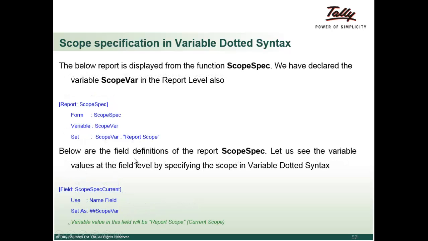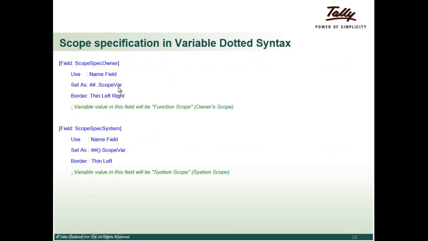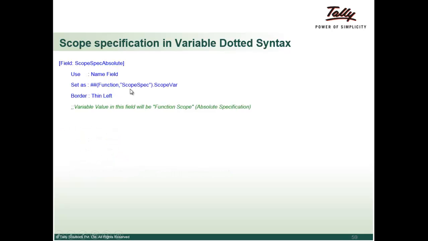So now in the field of this report, when I write hash hash dot scope var, it will go to my owner's scope. So who is my owner? The owner of the report is the caller of the report. The caller of the report is the function. So whatever is the value of scope var in my function, that particular value will be available in the field. So this is the scope specification.